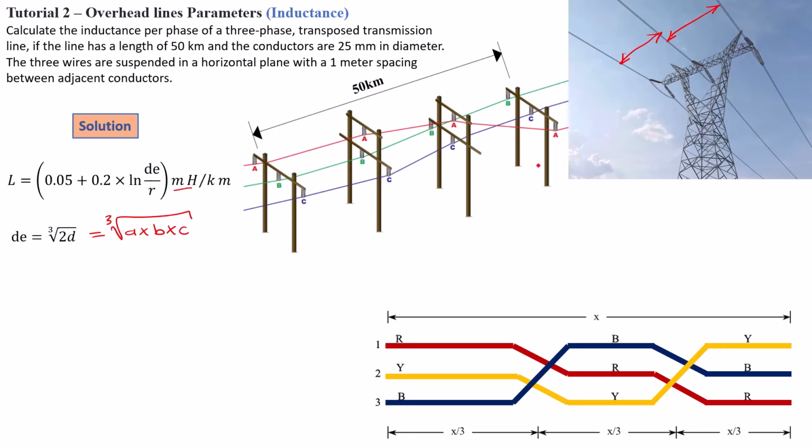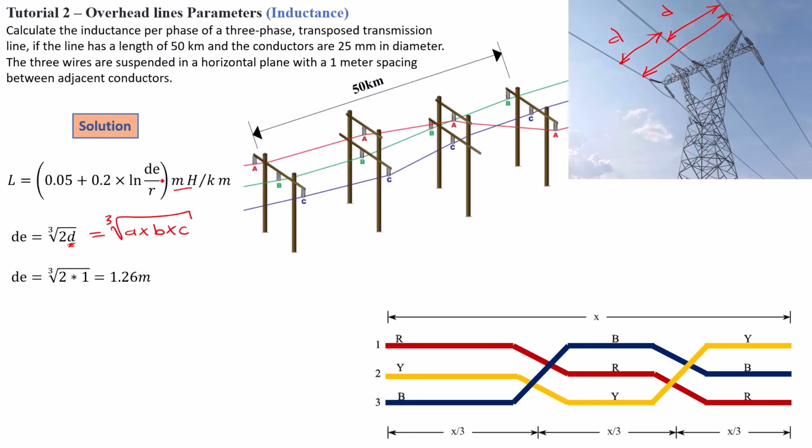But if they are equally spaced, that basically means you've got D here, that's the distance, and you've got another distance here. Then the distance from this point to this point will be equal to this distance times 2. That is why we've got dE equal to the cubic root of 2d in a case where they are equally spaced. Having said that, we can now go ahead and calculate dE. In this case, it's going to be equal to the cubic root of 2 times 1, because our D here is equal to 1 meter spacing. Then we get a dE of 1.26 meters.